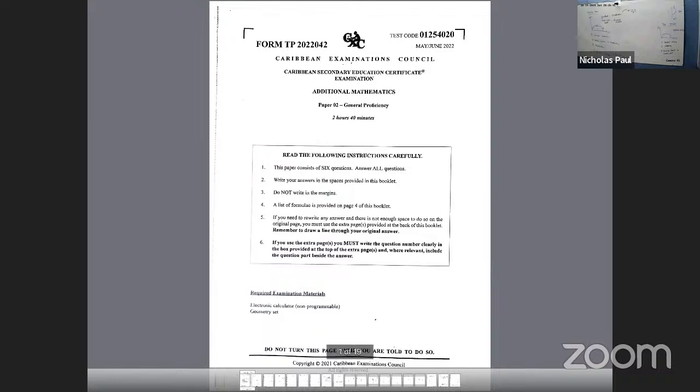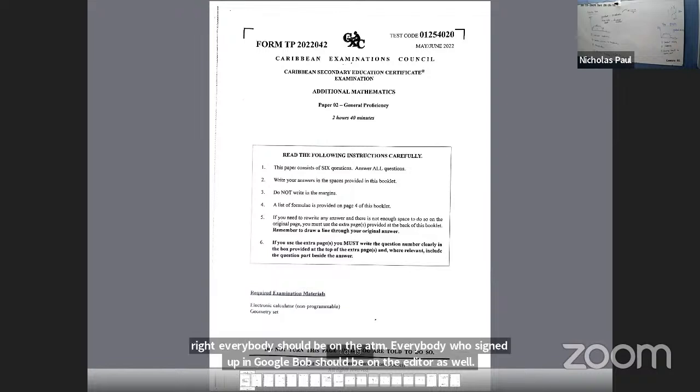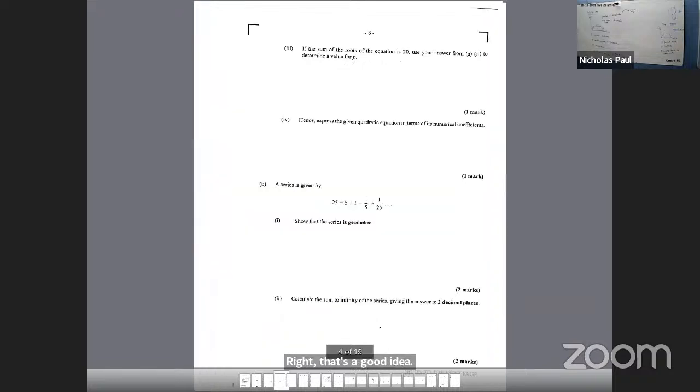You could just send it to the document. No one email. Okay, right, great. Everybody should be on the element. Everybody who signed up in the Google form should be on the element as well. Right, that's a good idea. I'll do that. I'll probably use the element best from now on, right? Yeah, well, I made sure they did all yesterday, so you should have gotten it yesterday. Access to advanced and physics. Didn't check.